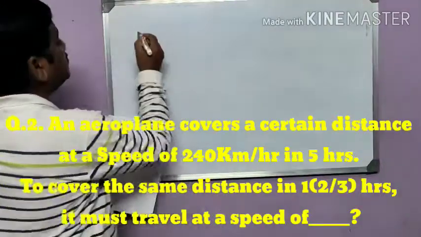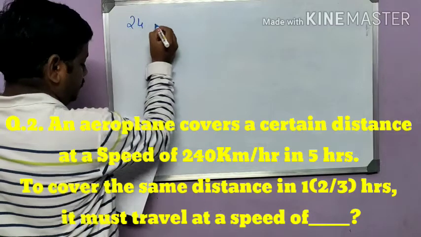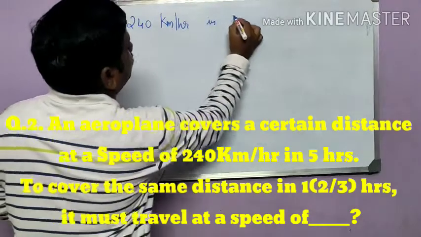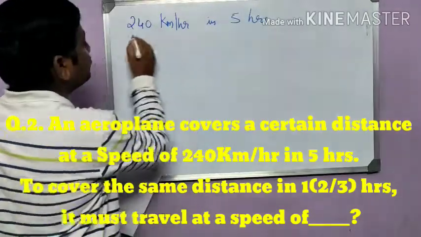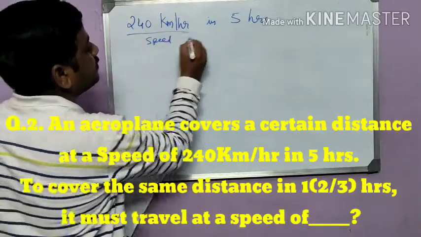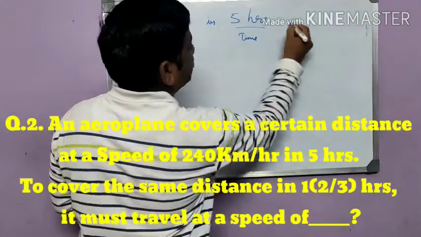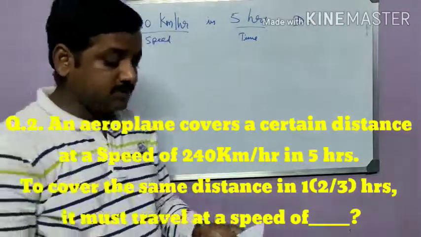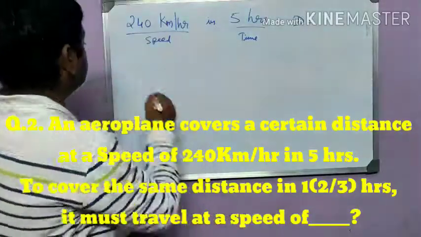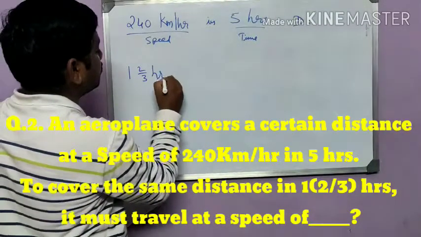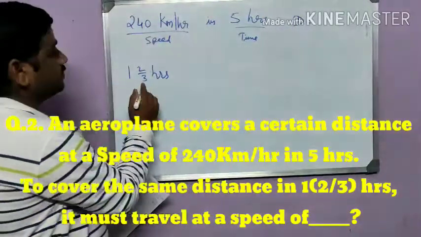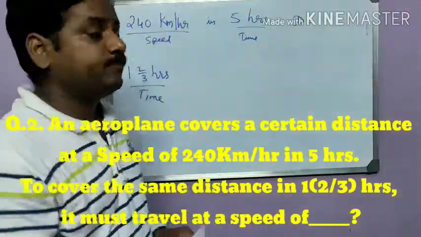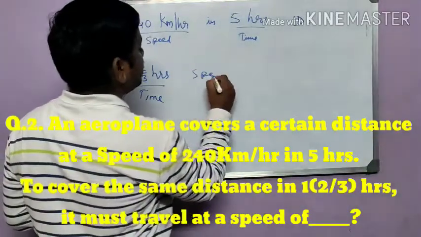So they have given the speed, 240 kilometer per hour, in 5 hours. So we know the time and we know the speed, so we can find out D. Let's see that later and finish the question. To cover the same distance in 1 2/3 hours. So now I want to cover the same distance in this time, 1 hour 2/3. It must travel at what speed? What should be the speed?